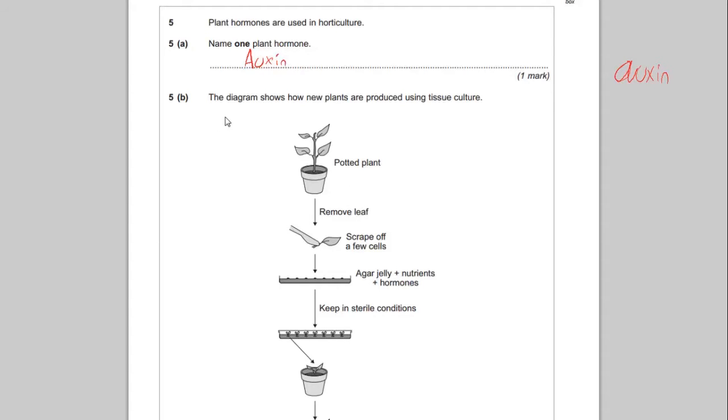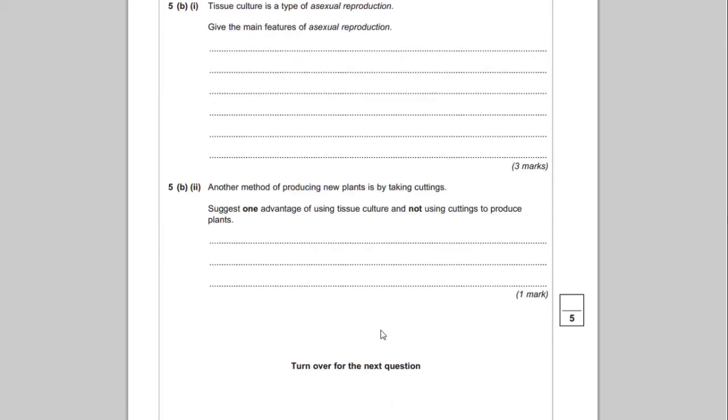Question 5b says, this diagram shows how new plants are produced using tissue culture. First off, we have a potted plant. They remove a leaf, they scrape off a few of the cells. They then grow these cells on agar jelly plus nutrients and hormones, and keep it in sterile conditions, which then gives them a new shoot, which will then produce a new plant, which is exactly the same.